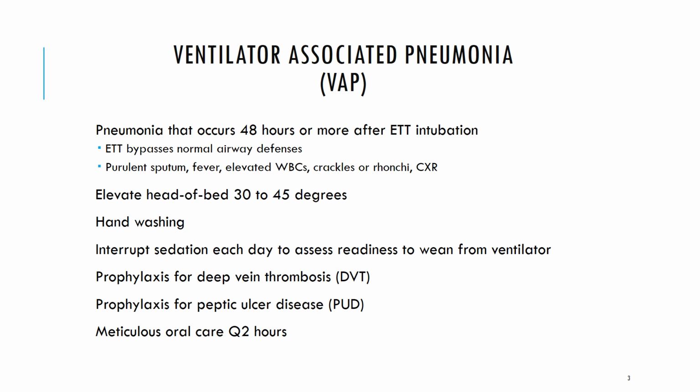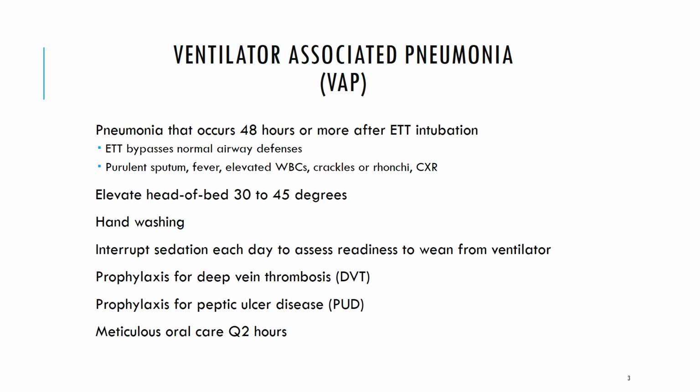Now, one unfortunately fairly common complication of long-term mechanical ventilation is VAPP, or ventilator-associated pneumonia. This is basically a pneumonia that occurs 48 hours or later after an endotracheal tube has been placed. Now, why does this happen? Well, normally without an endotracheal tube, we have all of these defenses in our respiratory system, for example, our cilia. But when an endotracheal tube is placed, we bypass all of those defenses.